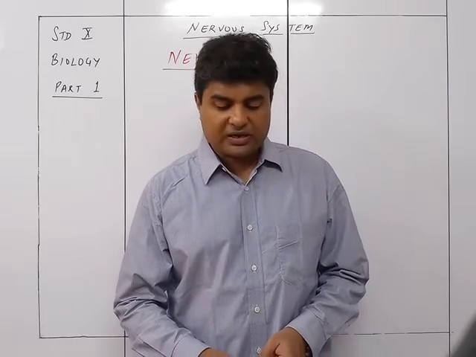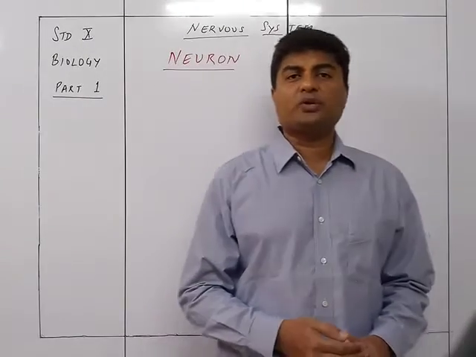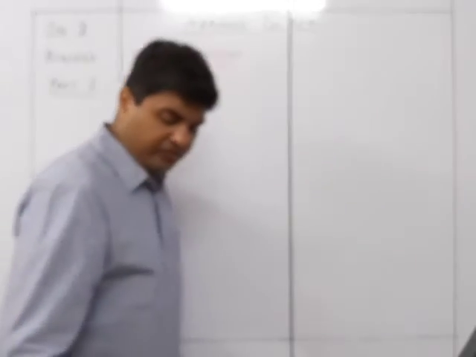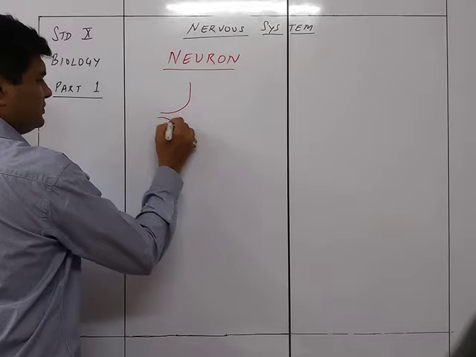So let us first learn about these cells, the neurons. First of all, let us understand about the neurons. So let's see the diagram of the neuron first. If we see the diagram of the neuron, it is something like this, in a simplified form.